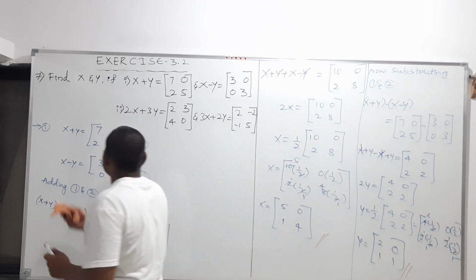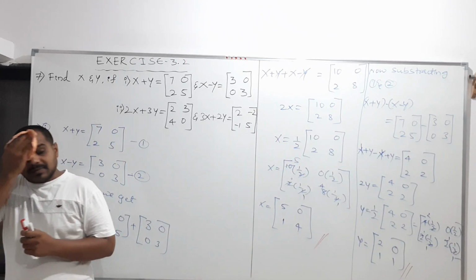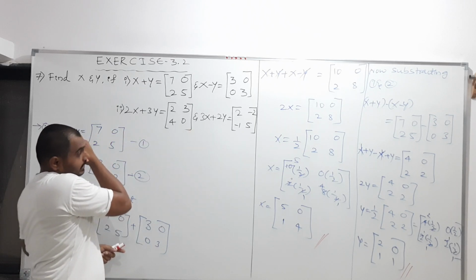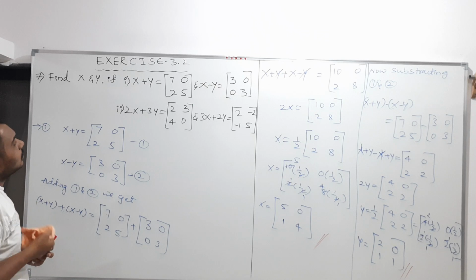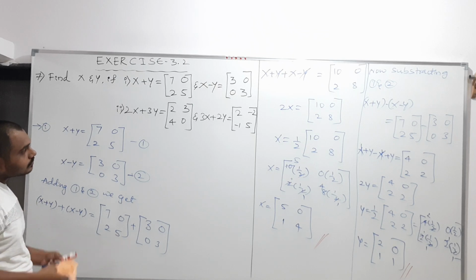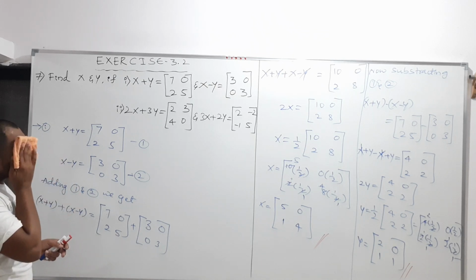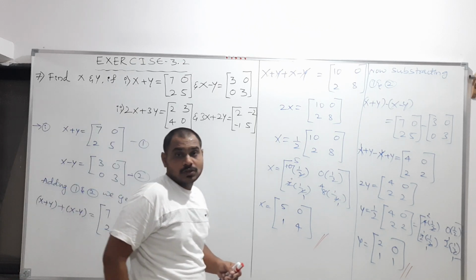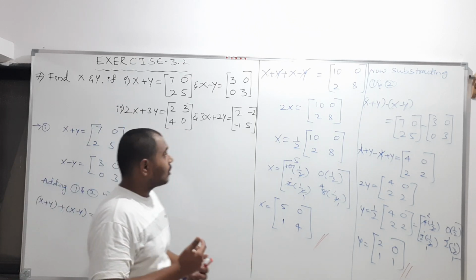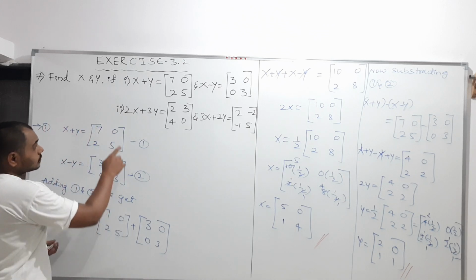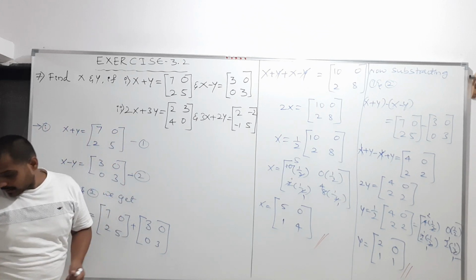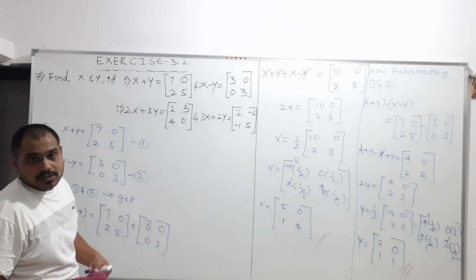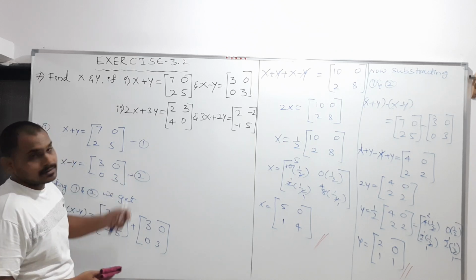To solve the second one, again see here, 2x plus 3y is here, and here it is 3x plus 2y. So to solve that, what should I do? I'll use the simultaneous equations. In the simultaneous equations we solved, we should first write this one. To write this, please pause the video and next I'll solve the second one.